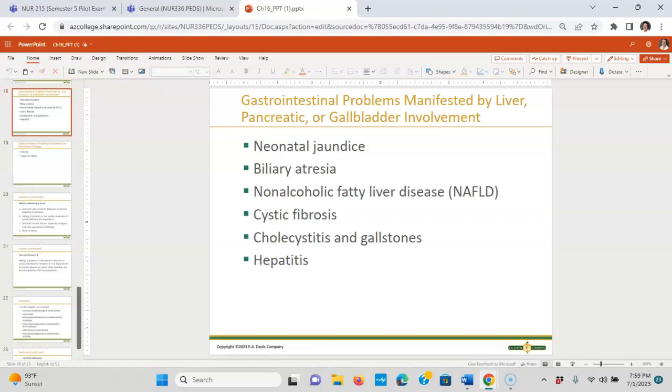And then your cholecystitis and gallstones, that's going to present very like an adult. Again, IV therapy, analgesics, antibiotics, prepare them for surgery, gallbladder removal. Again, most of the time we start with low-fat food.